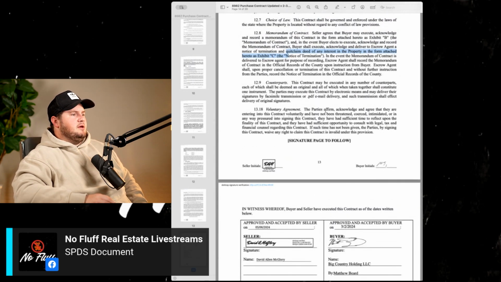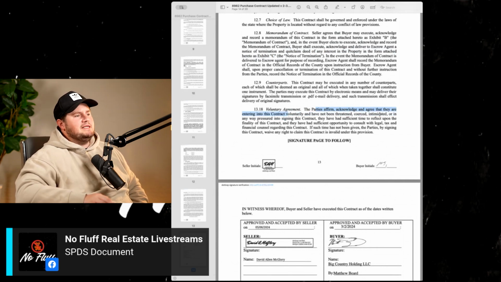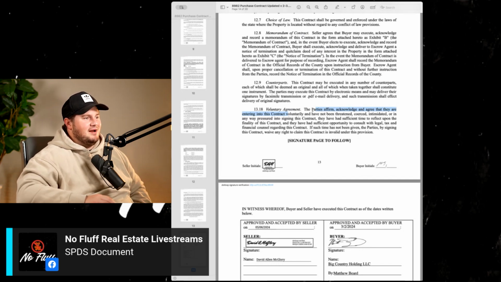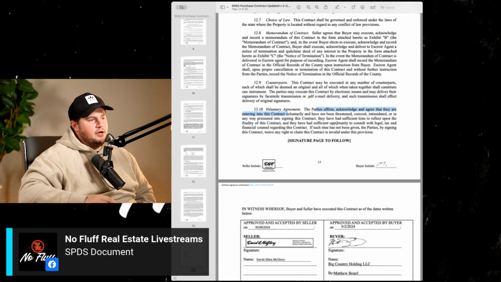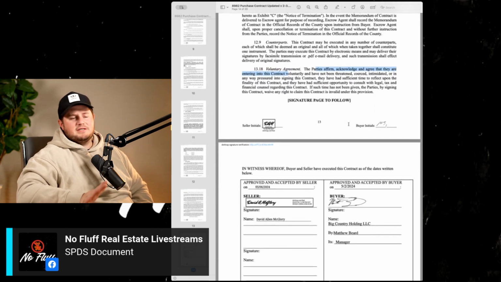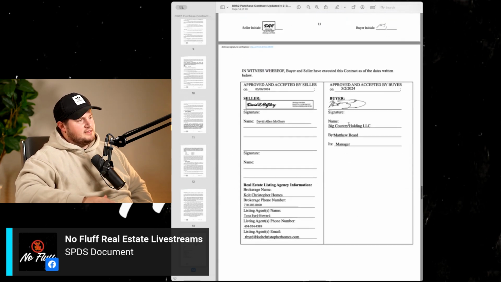And this is a voluntary agreement. The parties affirm, acknowledge, and agree that they are entering into this contract voluntarily and have not been threatened, coerced, intimidated, or in any other way pressured into signing this contract. They have had sufficient time to reflect upon the finality of this contract, and they have had sufficient opportunity to consult with legal, tax, and financial counsel regarding this contract. If such time has not been given, the parties by signing this contract waive any right to claim this contract is invalid under this provision. Okay, so you've had your time to think about it. You slept on it, and let's go, right?